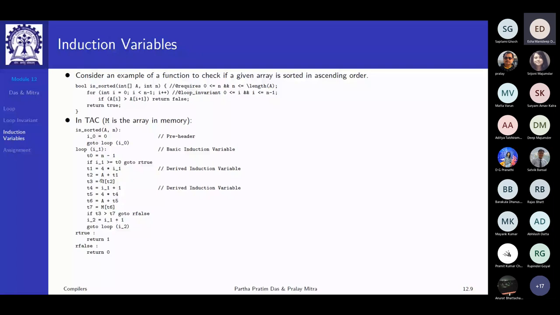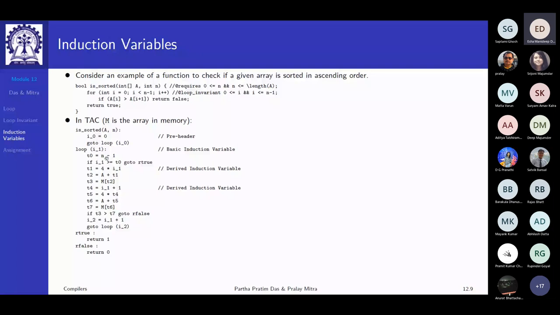And then you compare T3 with T7, A[i] with A[i+1]. If it is greater, you jump to false and you return 0. Otherwise, you come to the last expression for the for loop, do I assigned I plus 1 and go back to the loop. Right? Again, everything is annotated here with 0, 1, and 2 to distinguish the distinct values of I in the pre-header, in the current iteration, and in the next iteration.